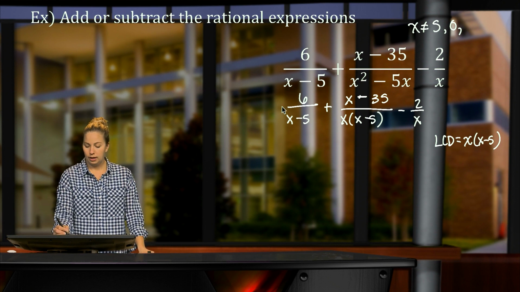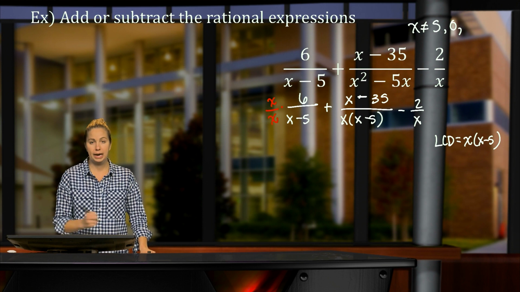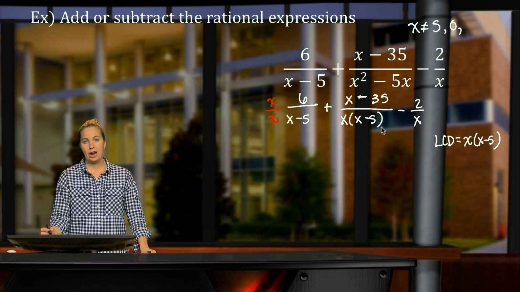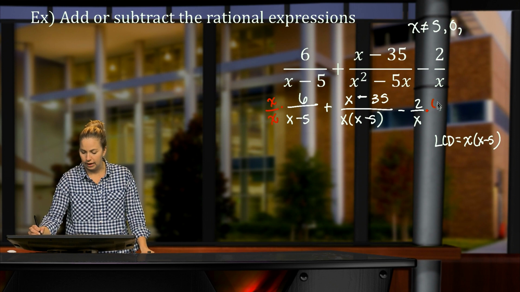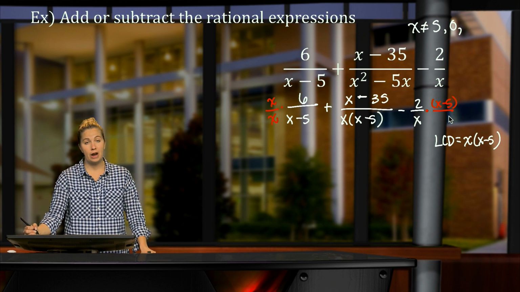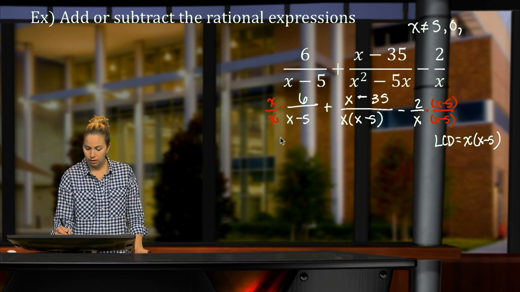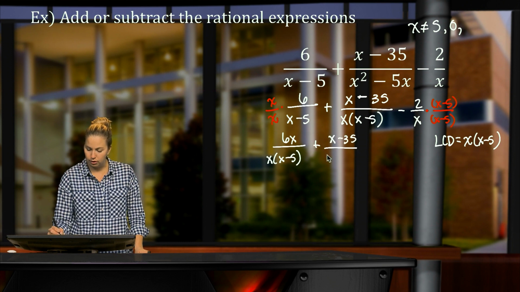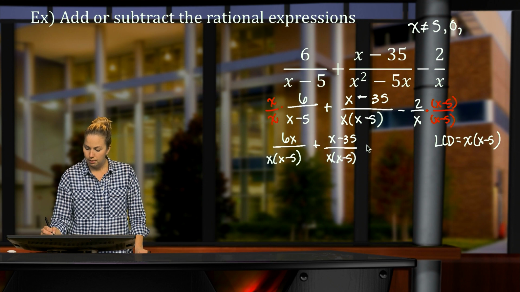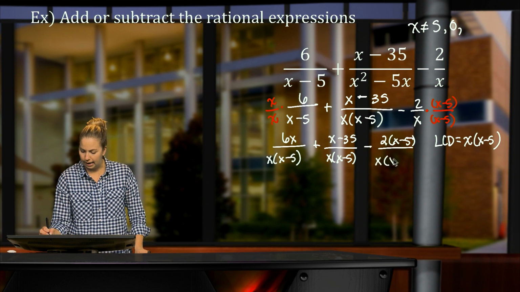In our first fraction, we need an additional factor of x. So we will multiply the entire fraction by x over x. Our second fraction already has our LCD, so we don't need to change it at all. And our last fraction needs a factor of x minus 5. So we will multiply the entire fraction by x minus 5 over x minus 5. So we end up with 6x over x times x minus 5, plus x minus 35 over x times x minus 5, minus 2 times x minus 5 over x times x minus 5.